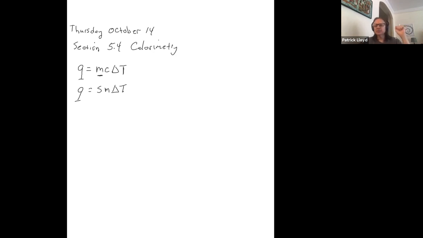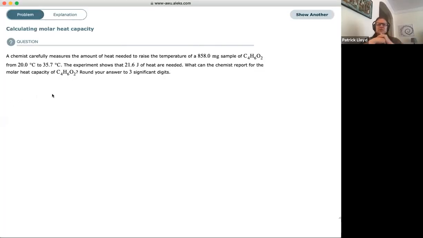So we looked at a couple of problems. What we're going to look at now is what's called the molar heat capacity. Okay, so I'm going to flip us over to the first Alex problem. So we're calculating the molar heat capacity. I'll talk a little bit about what that is in a moment.